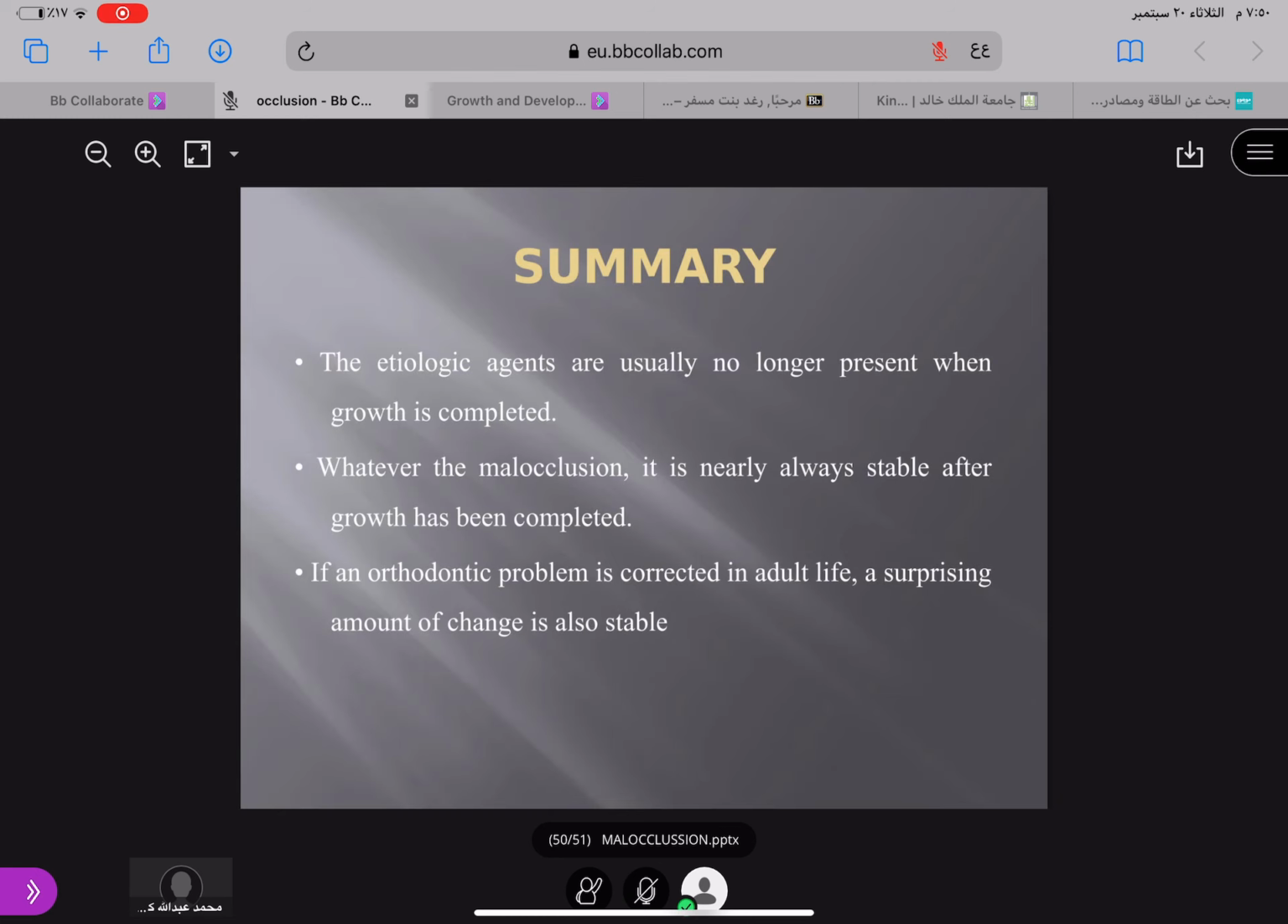So, the etiological agents are usually no longer present when growth is completed. Whatever the malocclusion, it is nearly always stable after growth has been completed. If an orthodontic problem is corrected in adult life, a surprising amount of change is also stable. This ends this topic here.